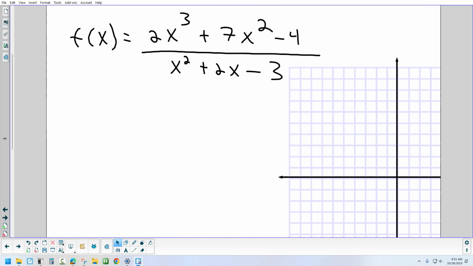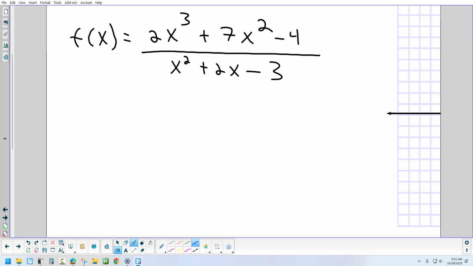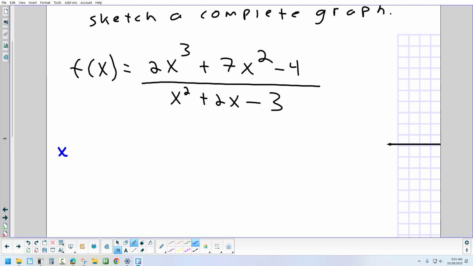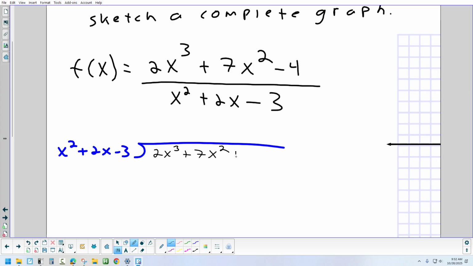I'm going to move the graph off because we don't need it. Okay, so on the outside we've got x squared plus 2x minus 3. And Annalise, how would I set up the inside? Put the 2x cubed plus the 7x squared minus 4. Careful. 0. Plus 0x, yep. So we need a placeholder because we don't have any linear terms. Okay, and then minus 4.